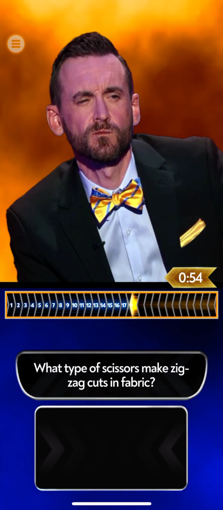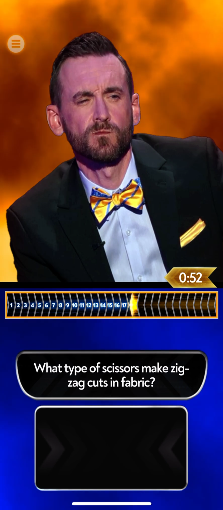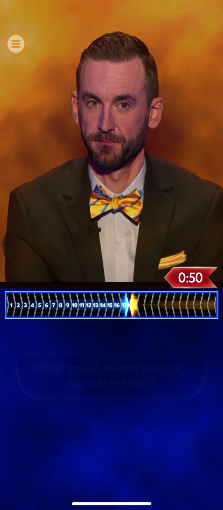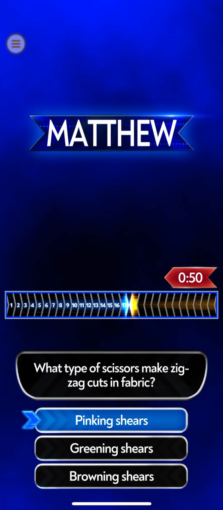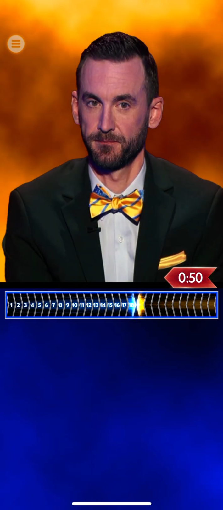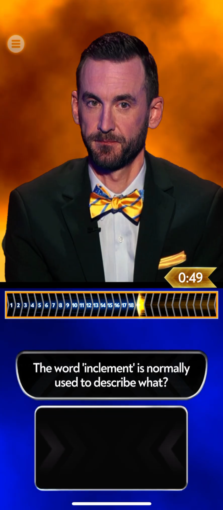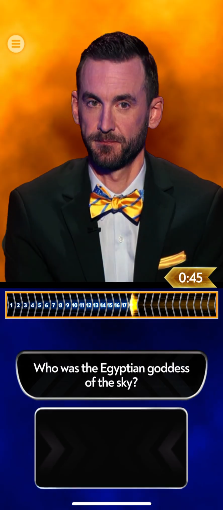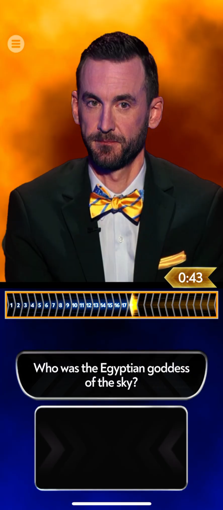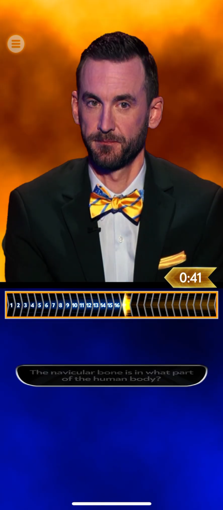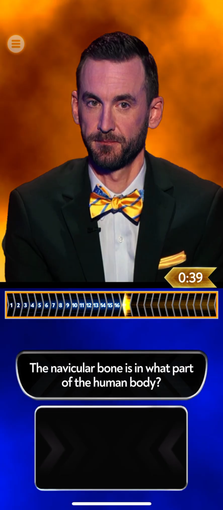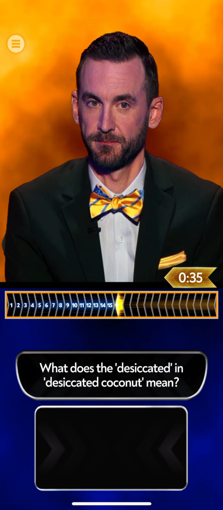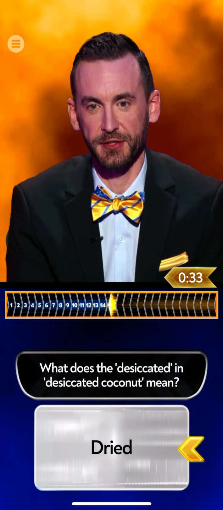What type of scissors make zigzag cuts in fabric? The word inclement is normally used to describe what? Who was the Egyptian goddess of the sky? The navicular bone is in what part of the human body? What does the desiccated in desiccated coconut mean?